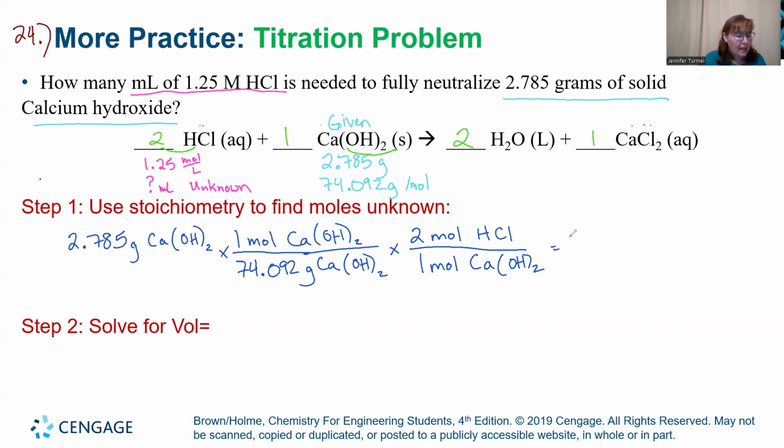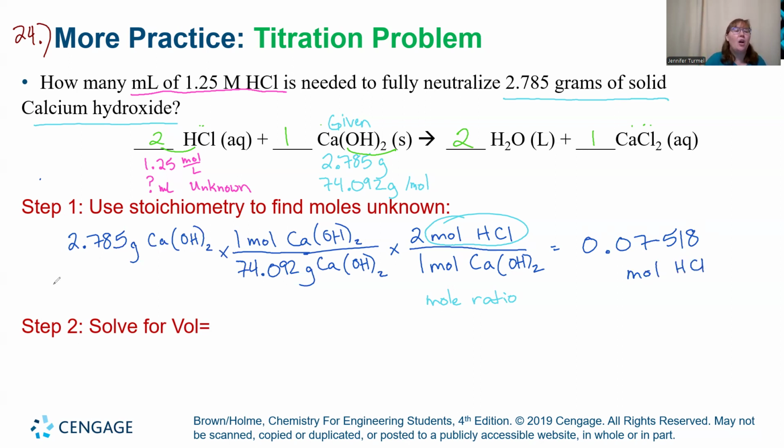Okay, and stopping here, because I'm looking for moles of my unknown. That's why you stop with the mole ratio, because you don't want grams, because we're looking for concentration. So that gives me 0.07518, and that's moles of HCl.